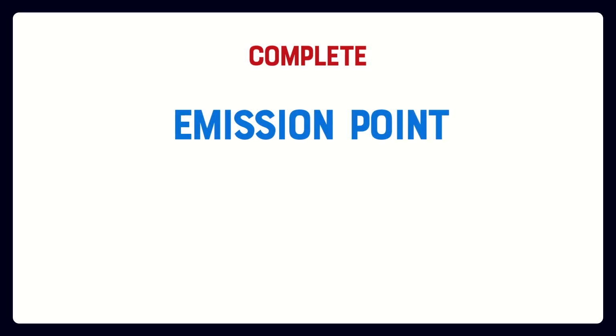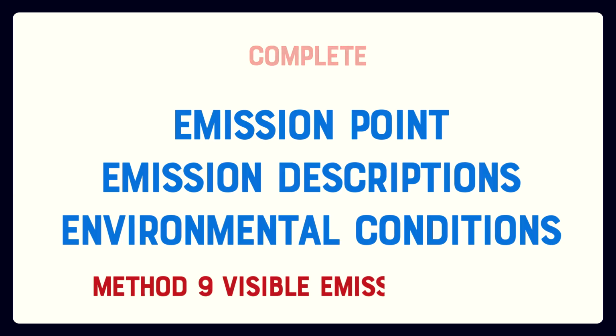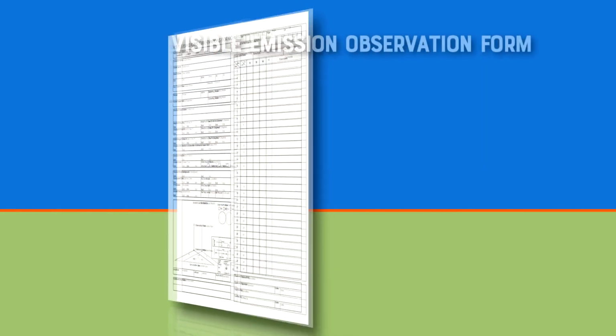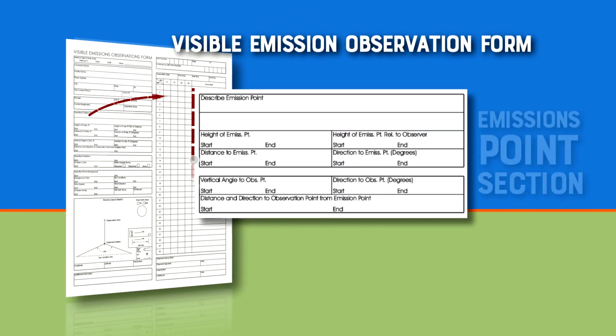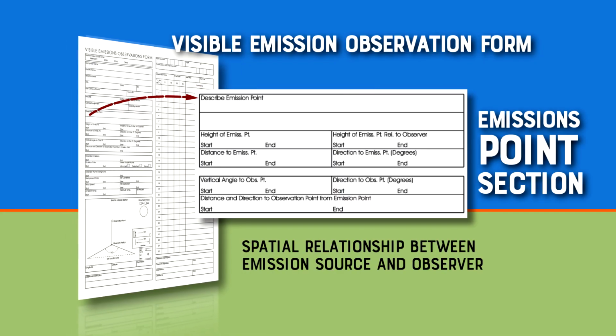In this video, we will discuss the Emission Point, Emission Description, and Environmental Conditions sections of the VEO form. The Emission Point section documents the spatial relationship between the emission source and the observer's position.